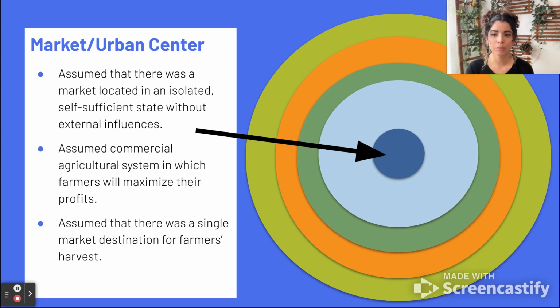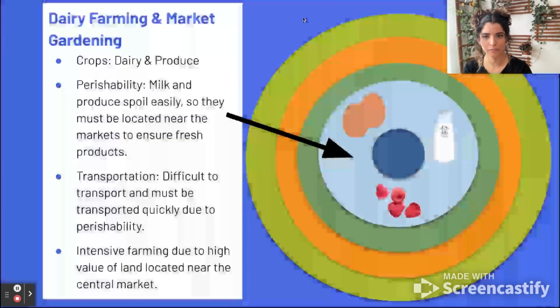Also, the assumption of a commercial agriculture system in which farmers will maximize their profits. Our agricultural system is different, right, with all these technologies. And it also assumed that there was a single market destination for a farmer's harvest. So now we have a global market. So it's not so much about getting to a particular urban center, it's more like to multiple urban centers.